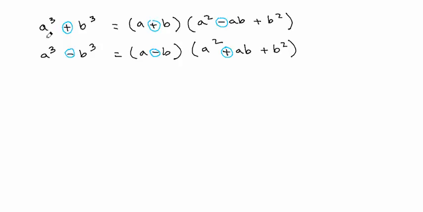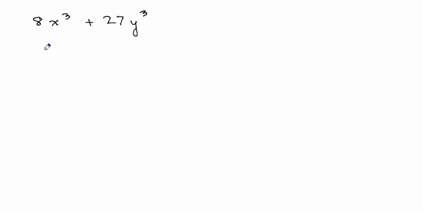Let's say you need to factorize the expression 8x cubed plus 27y cubed. The moment you look at this cubed and the plus in between them, it should remind you about the first formula, a cubed plus b cubed. Let's go back and find out what's a and what's b in our given expression.